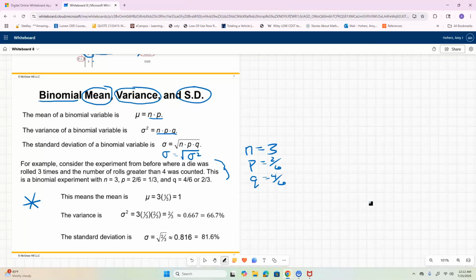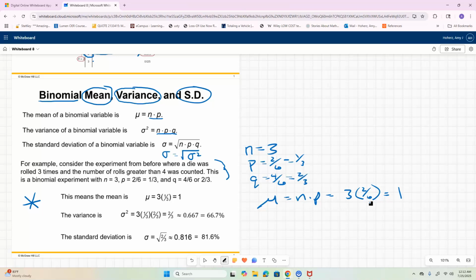So that means our mean is just n times P, which is 3 times 2/6, or 3 times 1/3, which comes out to be 1. Okay, so in the problem it has these reduced, so we'll do it here.